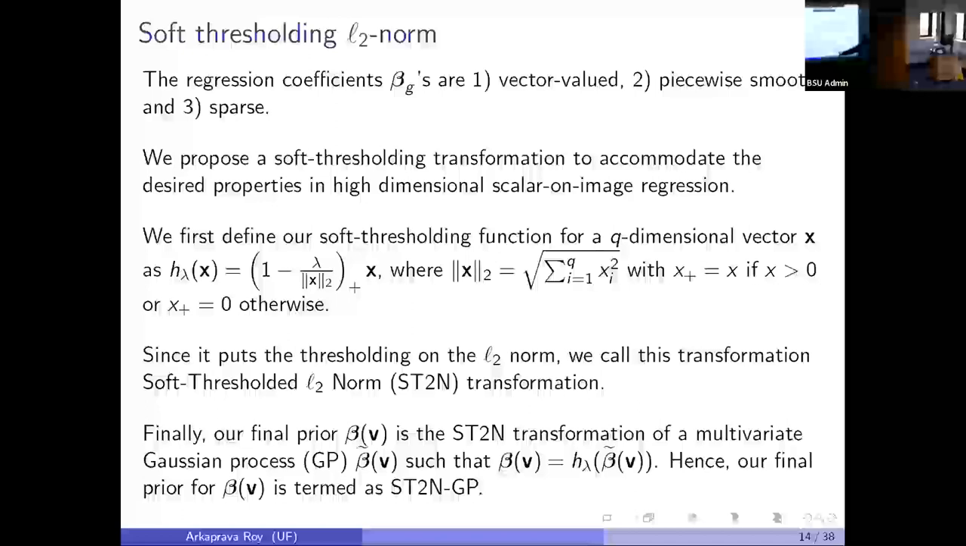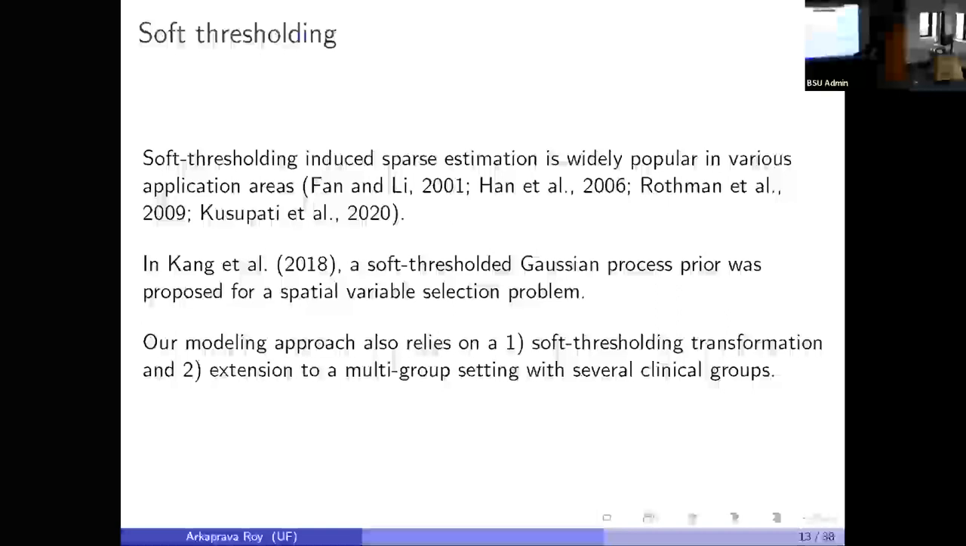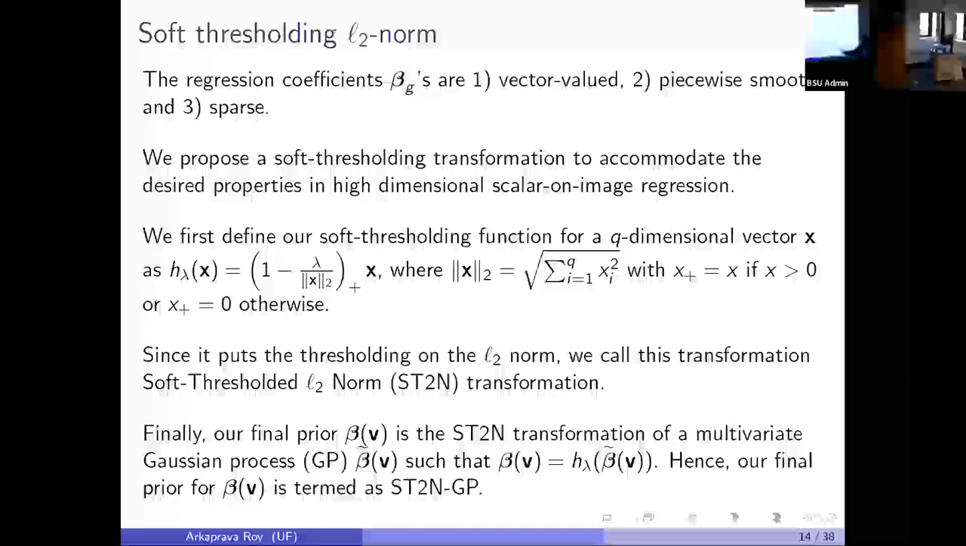We can use any kind of functional prior for beta tilde v, because we want the smoothness. The second property is the smoothness. If beta tilde v is smooth, then h lambda of beta tilde v would also be piecewise smooth, because this actually preserves the Lipschitz type continuity. And we also use a Gaussian process for modeling beta tilde v. That's why we usually call our overall prior the ST2NGP prior.